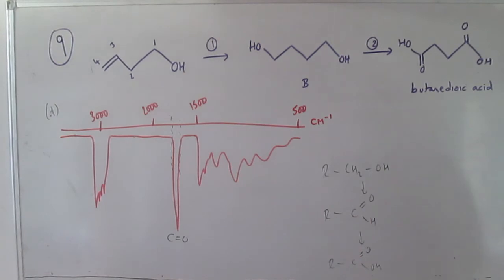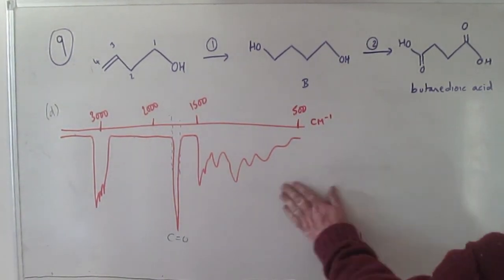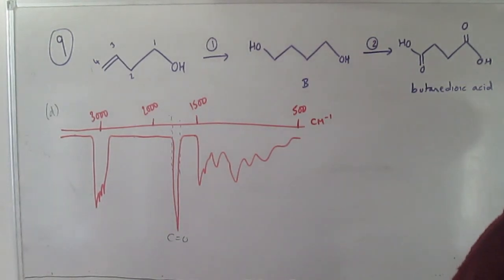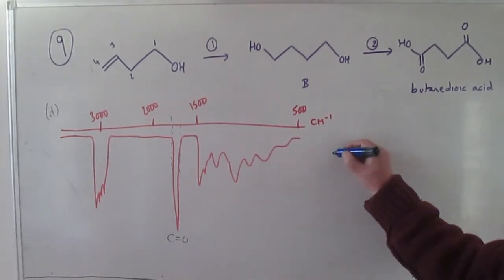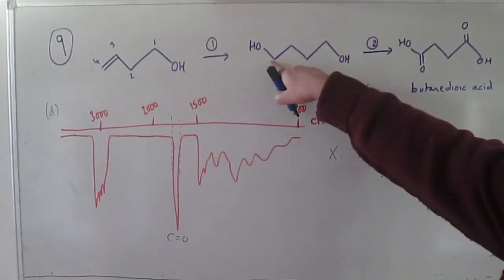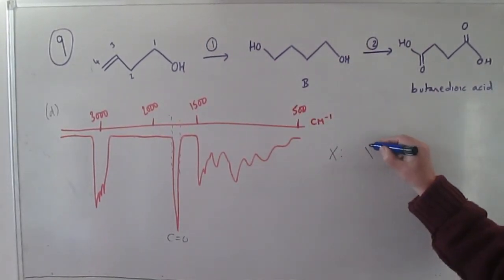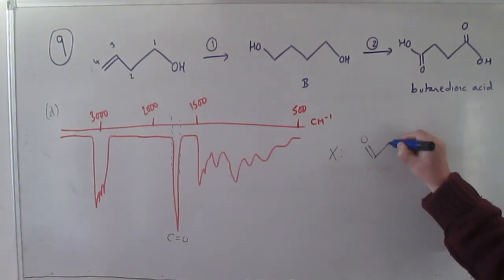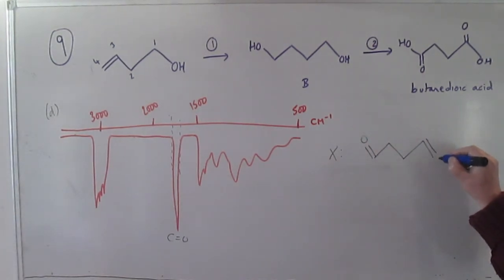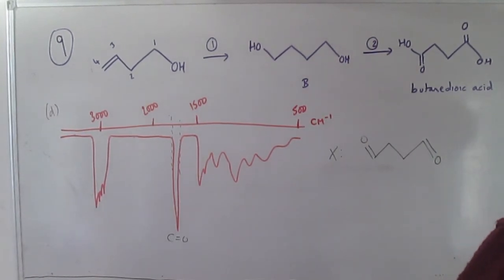So the suggestion would be then, based on the infrared evidence, that this compound X would have aldehyde groups at both ends. So you would have this, as the identity of compound X.